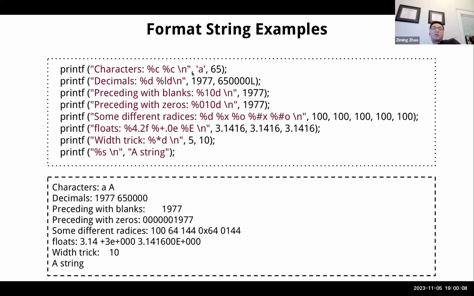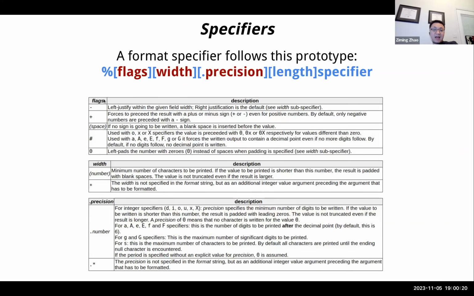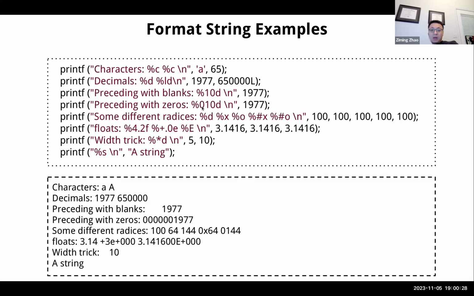Then in the next example, we print out the same number with preceding zeros. In this case, this 0 is a flag. Okay, so at the beginning we have a flag. The flag can be a 0. Then the width is still 10.